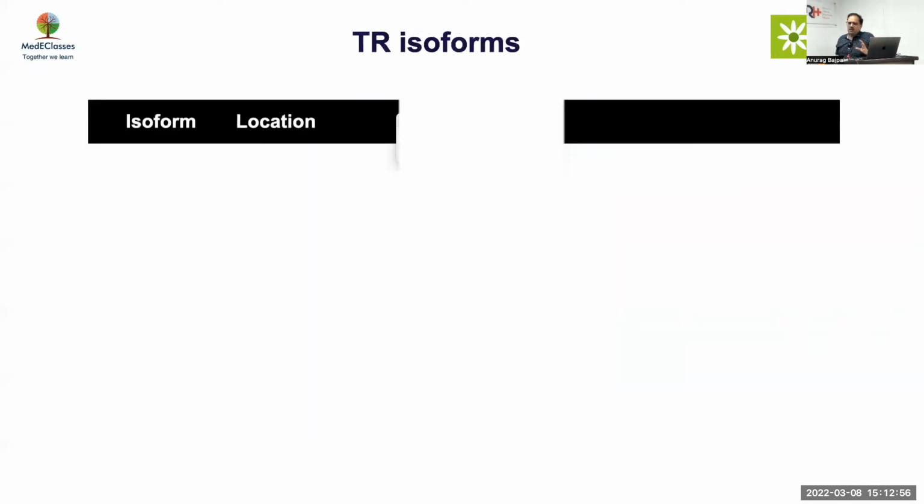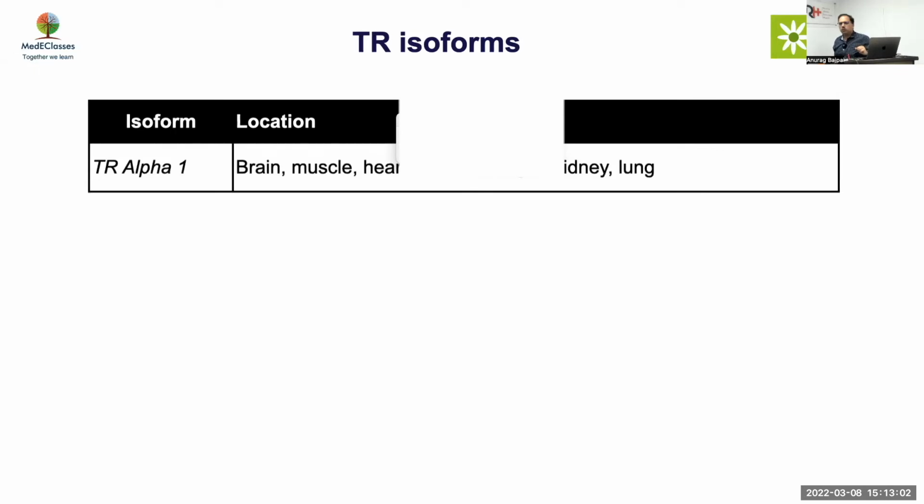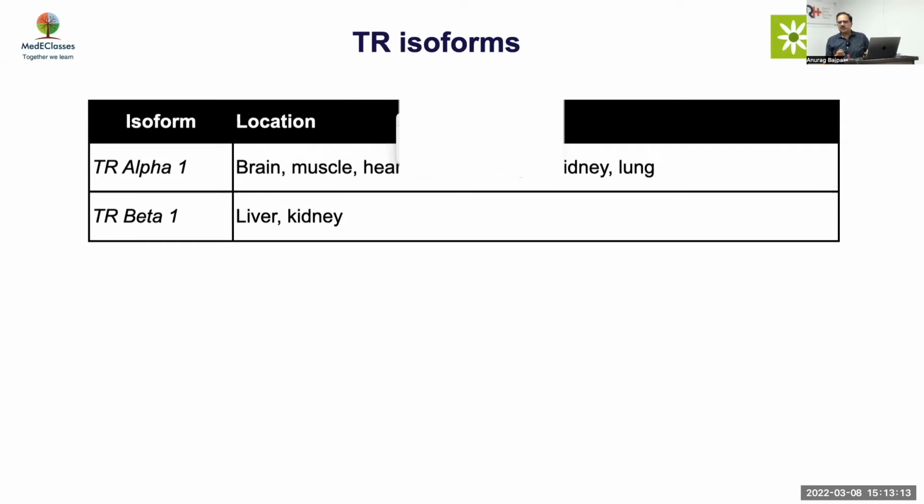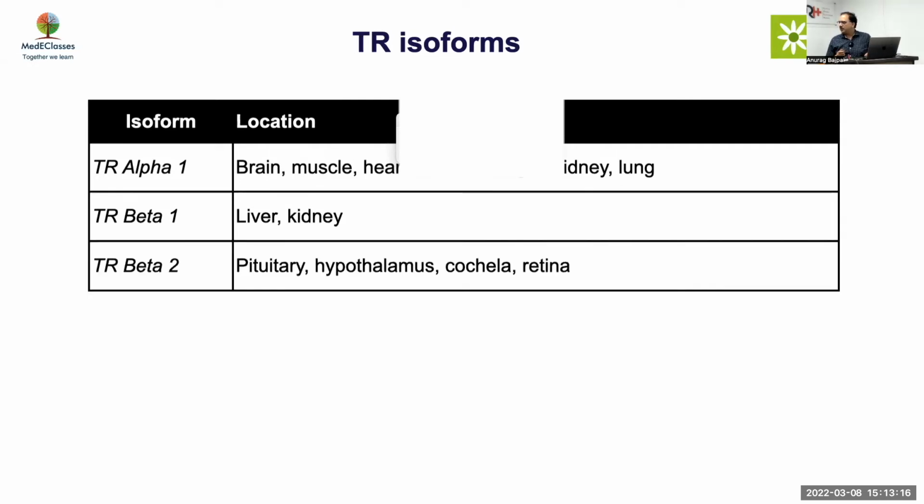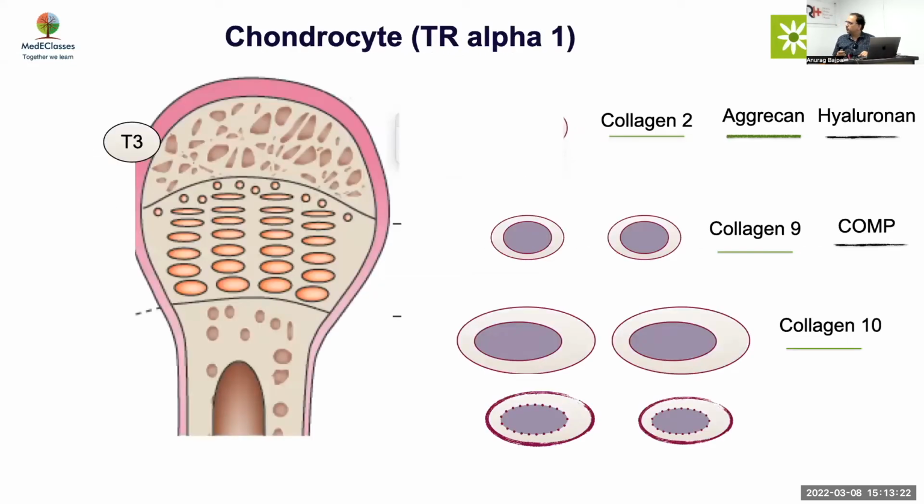As I discussed, there are largely two major receptors, TR alpha 1 and TR beta 1, which are the most important. Alpha 1 is there in most of the tissues in which the thyroid is acting. So if we talk about brain, muscle, heart, liver, everywhere it is there. Beta 1 is largely in liver and kidney. And then you've got beta 2, which is there in the pituitary, hypothalamus, cochlea, retina, important areas in which you will have different neural mechanisms. So let's start one by one as to what thyroid does to different areas.